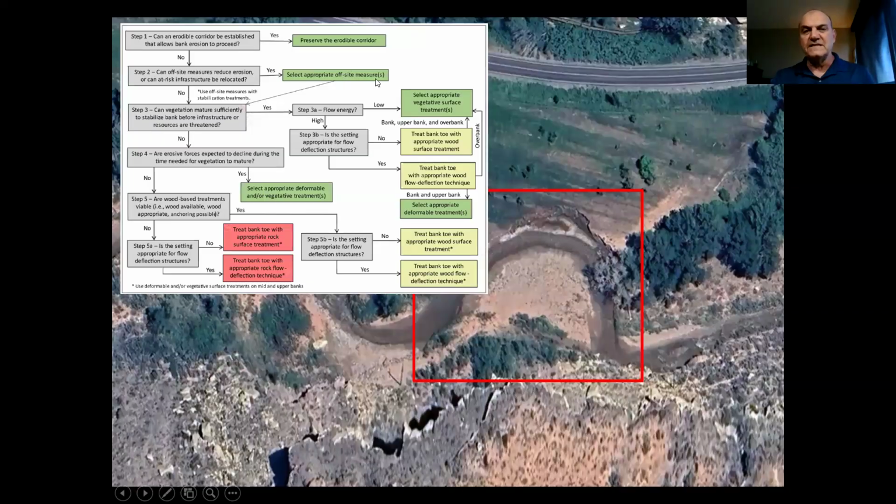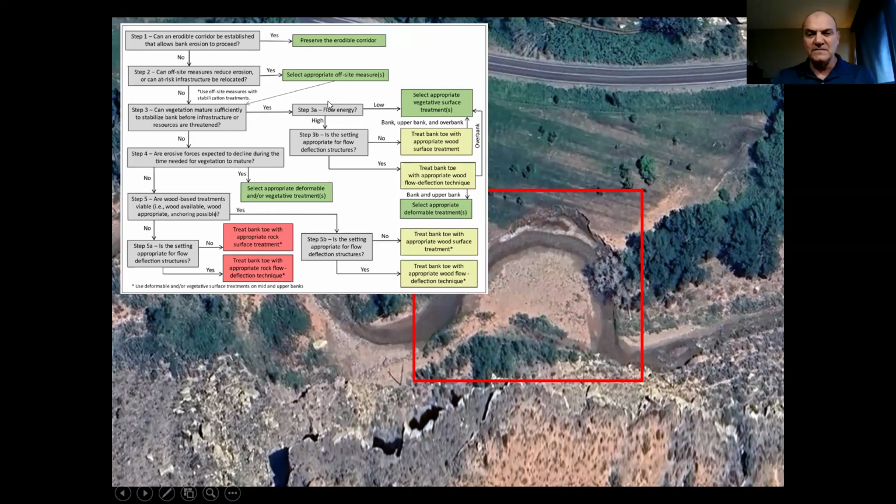And so we could select appropriate off-site measures, adding wood upstream to help trap sediment and slow the transport of sediment. But even if you identified an off-site measure to take, that might not mean we don't have to do stabilization. So that's what this side angled arrow is, bringing us back to the next step, looking at vegetative treatments. Okay, and then we've got to look at the flow energy.